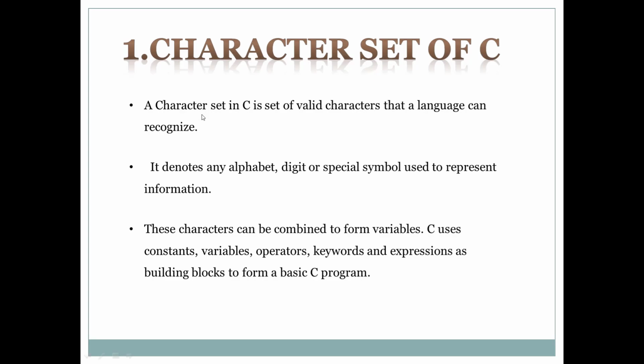A character set in C is a set of valid characters that the language can recognize. So C contains some characters that are recognized by the C language. These contain alphabets, digits, and some special symbols. These characters are used to form constants, variables, operators, keywords, and expressions. We will be learning about all these in our later part.